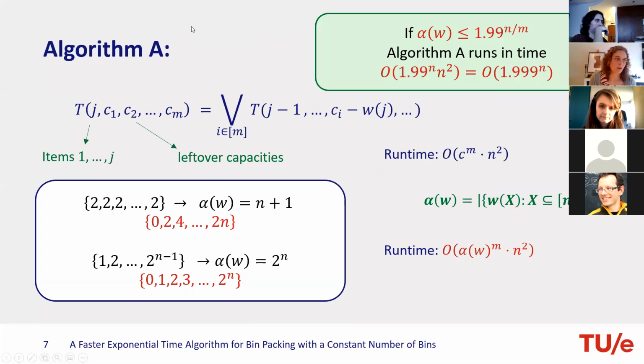But we can conclude that if alpha is smaller than 1.99 to the n over m, then this algorithm runs in time 1.999 to the n. So as long as alpha is smaller than something of 2 to the n over m, then we can do something faster with this algorithm. So that's something to remember.